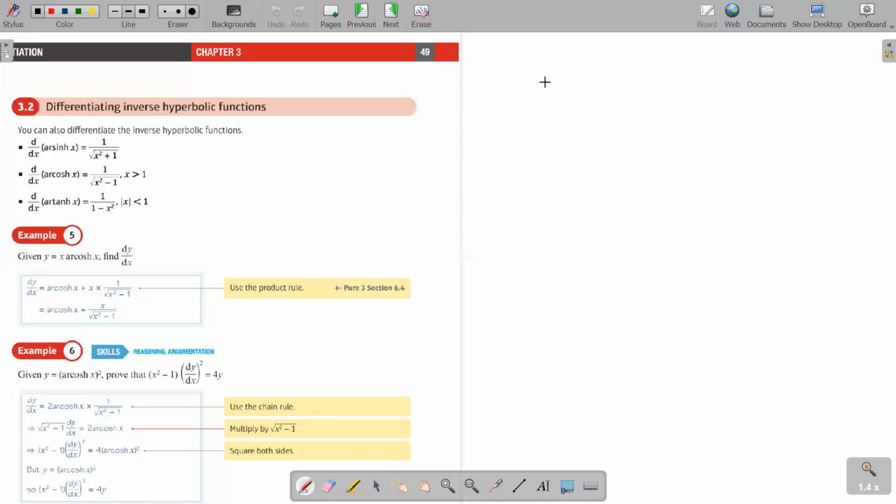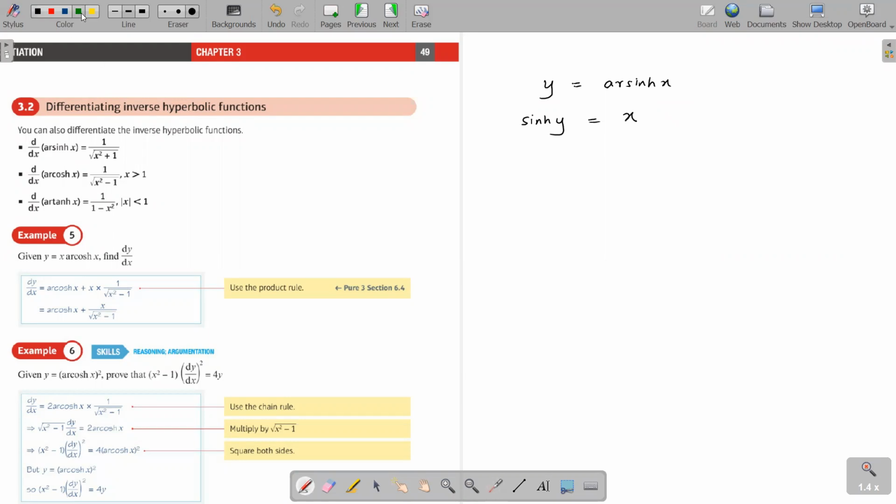Okay, so let's write y equals arsinh x, and let's do the proof that the derivative of arsinh x is 1 over root x square plus 1. Okay, how do we do this? y equals arsinh x. In other words, what? Sinh inverse x. So sinh inverse x means I could write this as sinh y equals x, isn't it?